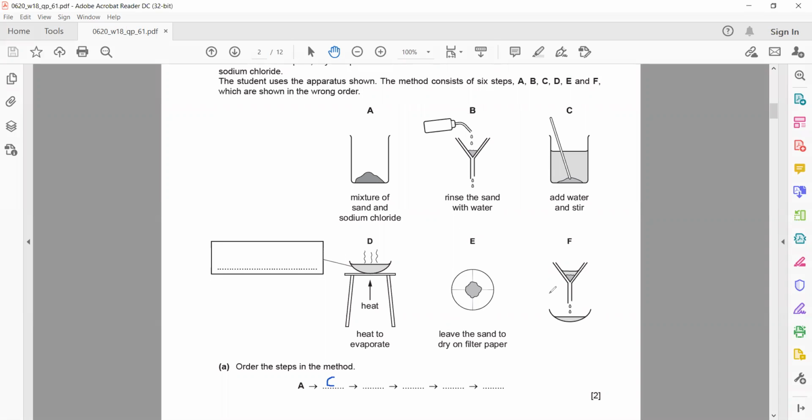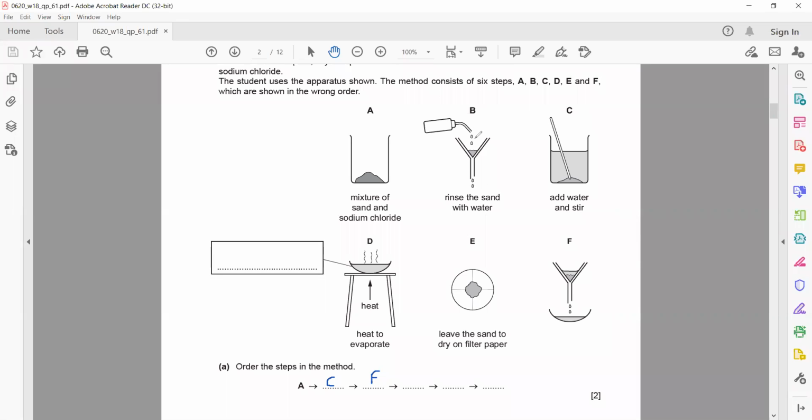After adding water and stir, we should filter. The reason why we filter is so that the insoluble impurity, which is sand here, will be left on the filter paper. Then after filtration, we can rinse the sand with water.